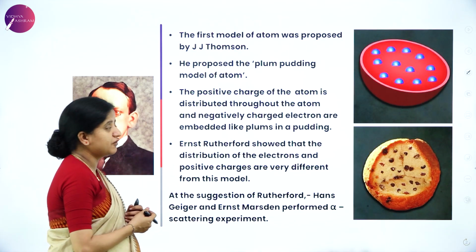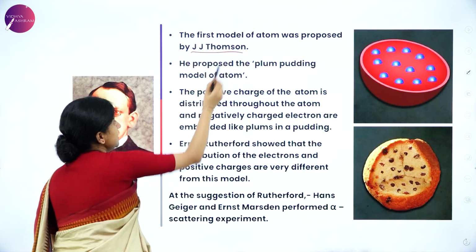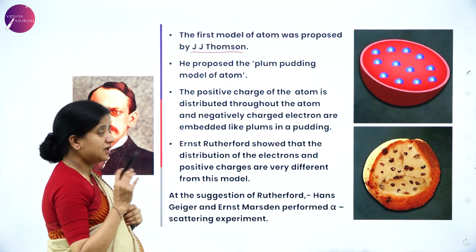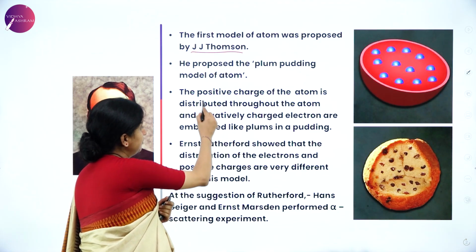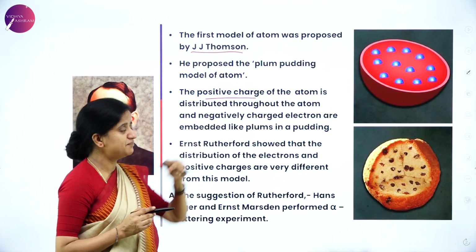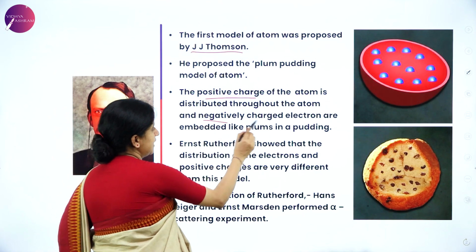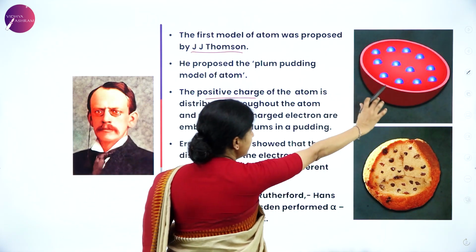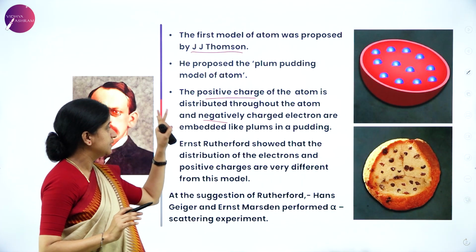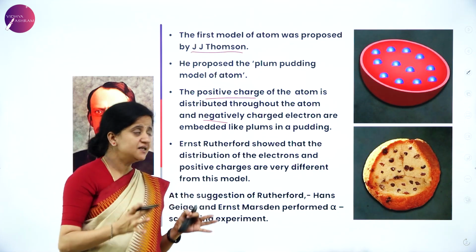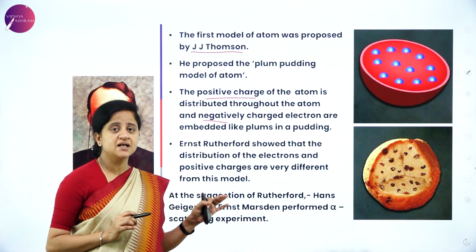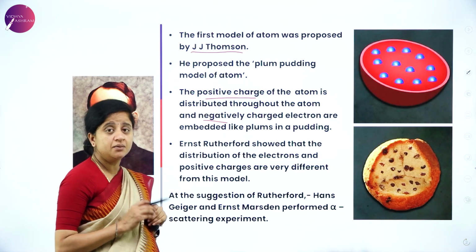So the first model of atom was proposed by J.J. Thomson. He proposed the plum pudding model. So what does this plum pudding model say? The positive charge of the atom is distributed throughout the atom, as you can see in the picture, and negatively charged electrons are embedded like plums in the pudding. So this is what he proposed. The positive charge is completely distributed throughout the atom, and negatively charged particles are embedded like plums in a pudding.